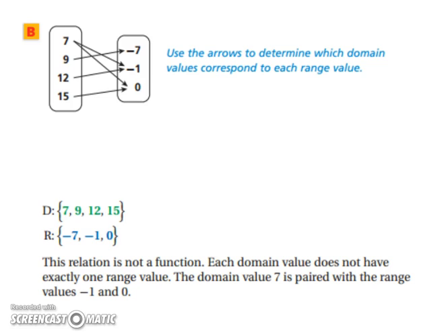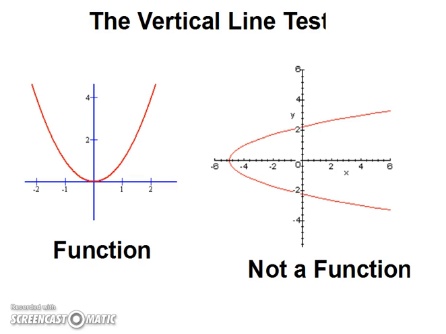Another way to test this is using the vertical line test. On the left, we have a function. No matter where you draw a vertical line, you will only hit the graph one time. However, the one on the right is not a function, because if a vertical line hits the graph at least twice even once, then it means it's not a function. So say we draw a line at x equals 2. When you insert 2 for x, you end up with 2 different values, which makes this not a function.